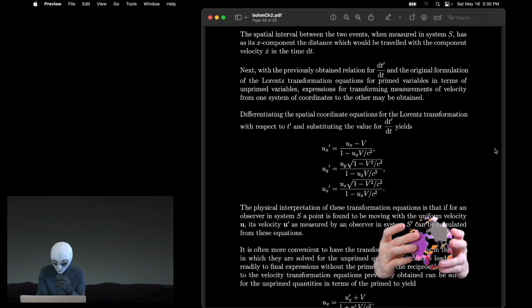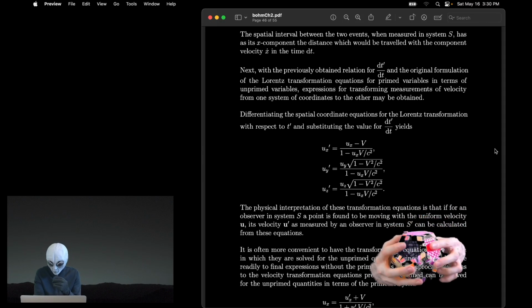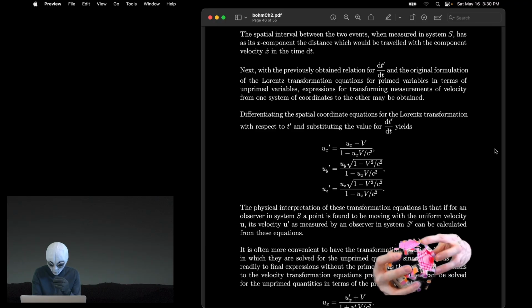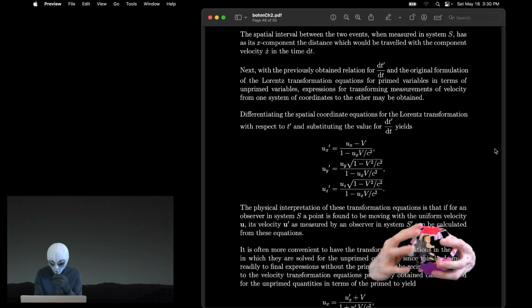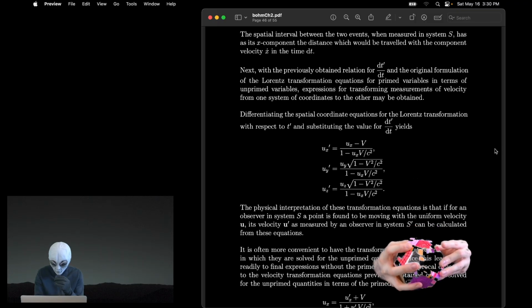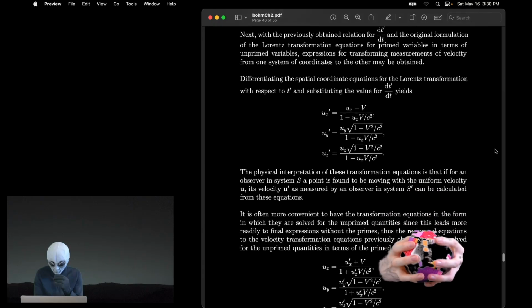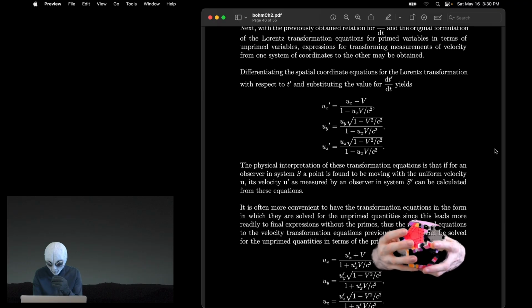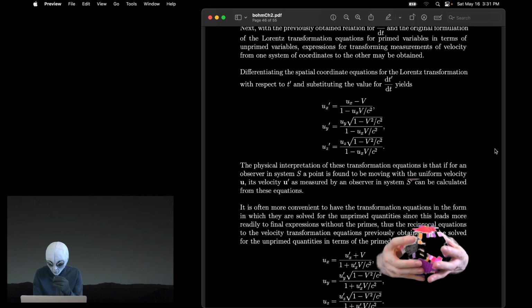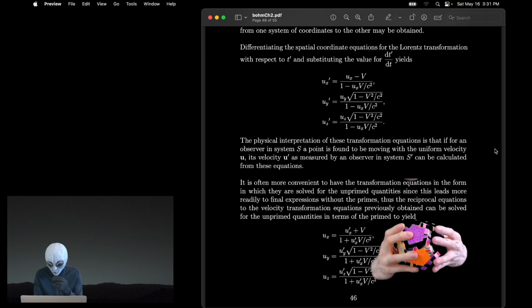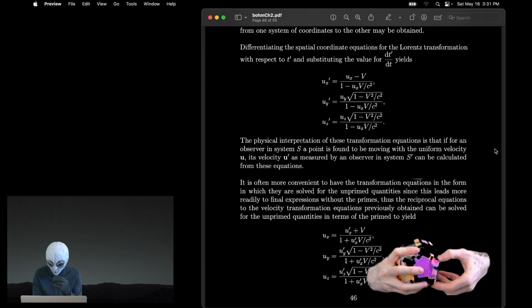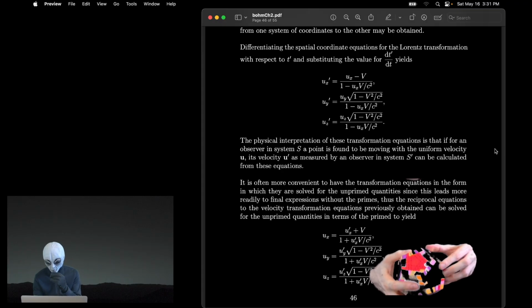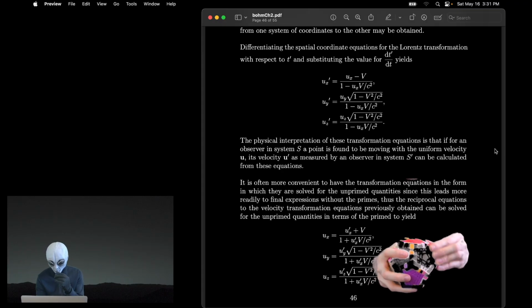Next, with the previously obtained relation for dt prime over dt and the original formulation of the Lorentz Transformation Equations for primed variables in terms of unprimed variables, expressions for transforming measurements of velocity from one system of coordinates to the other may be obtained. Differentiating the spatial coordinate equations for the Lorentz transformation with respect to t prime and substituting the value for dt prime over dt yields u sub x prime equals a fraction with the numerator of u sub x minus capital V all over denominator of 1 minus u sub x then times capital V over lowercase c squared.